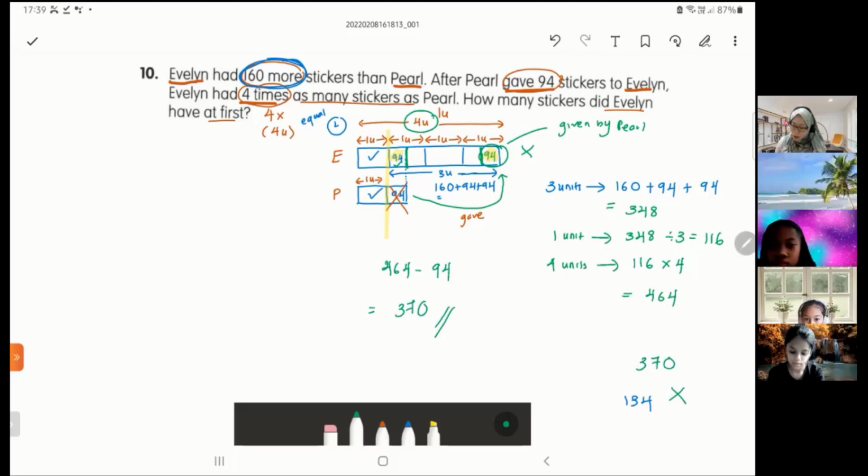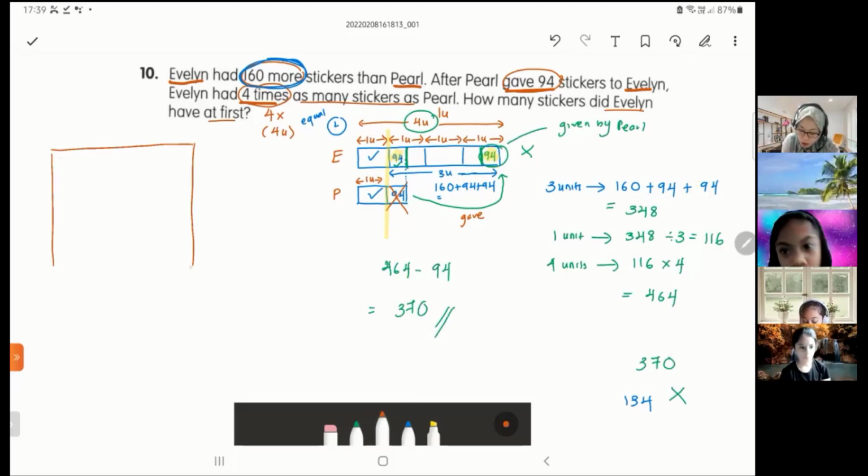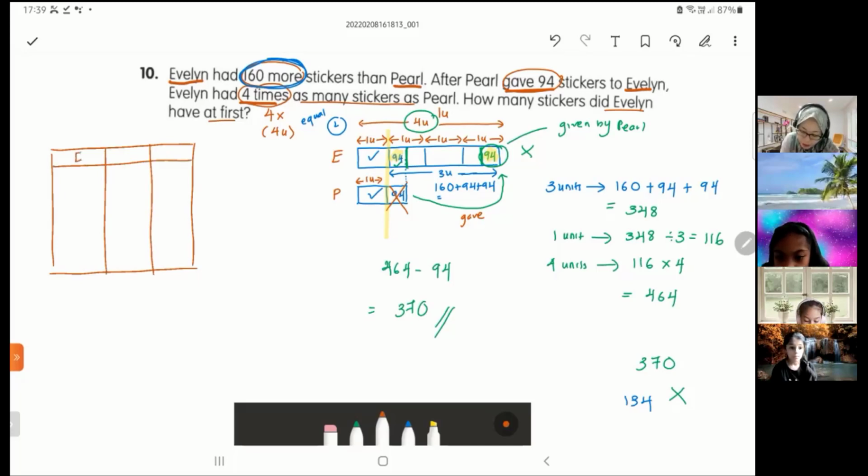Another way, I just want to show you another method which is simpler. Okay, I'm going to draw the box. Just take a look, okay? Then we have Evelyn and Pearl, and the total. Okay, before, change, and after.